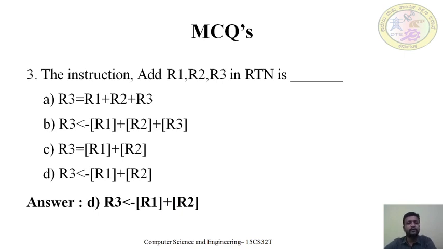Question 3. Instruction add R1 comma R2 comma R3 in RTN is. Option A, R3 is equal to R1 plus R2 plus R3. Option B, R3 left implies R1 plus R2 plus R3. Option C, R3 is equal to R1 plus R2. Option D, R3 left implies R1 plus R2. So the answer is option D. Here the contents of R1 and R2 are added and the result is stored in R3.